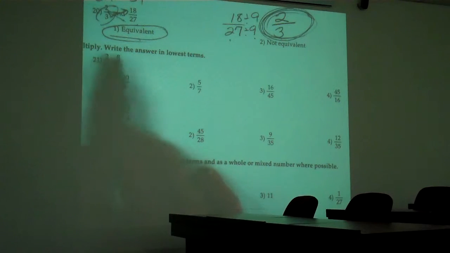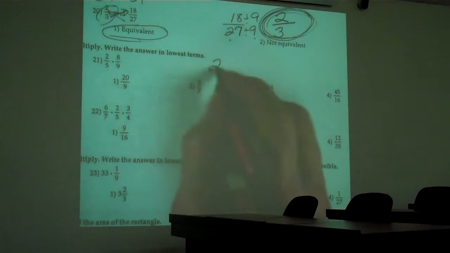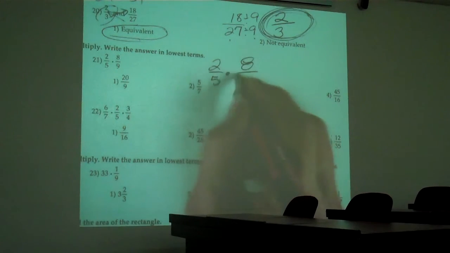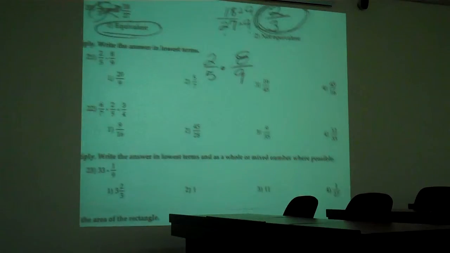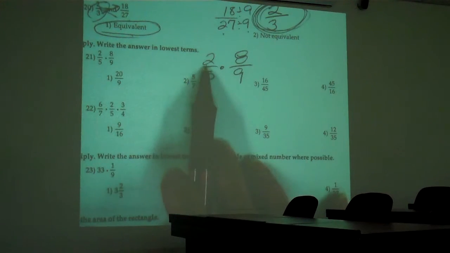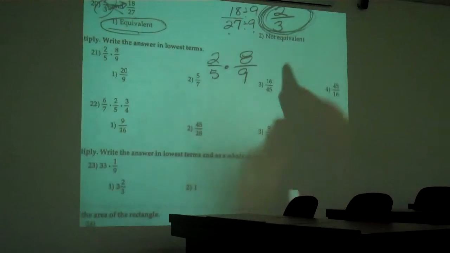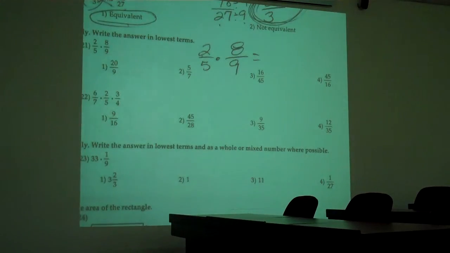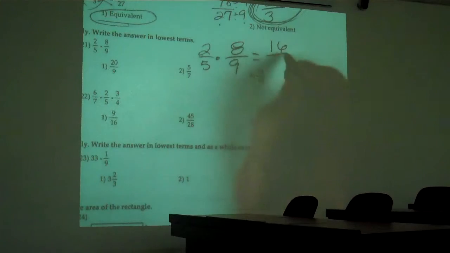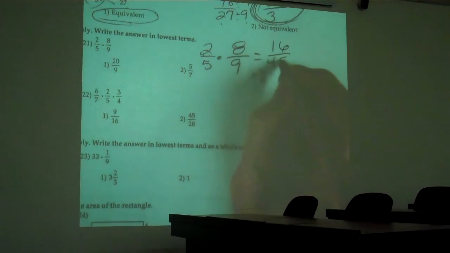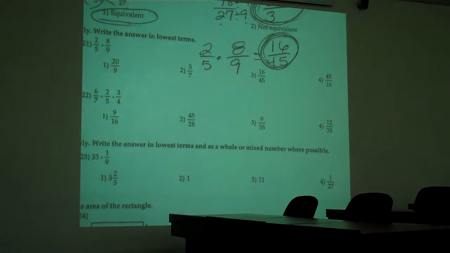Okay, multiply, write the answer in lowest terms. 2/5 times 8/9. Is there any dividing we could do? Can we divide the 2 and 8? No. They're top and top. It has to be a top and a bottom. Okay. Can't do any dividing, just multiply straight across. 2 times 8, 5 times 9. Okay, and that won't reduce because we couldn't divide anything on the top and bottom. So we can't divide now. So it's number 3.